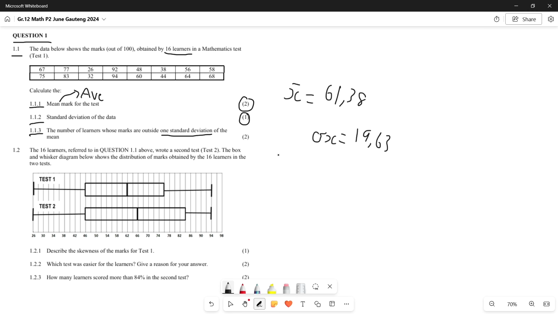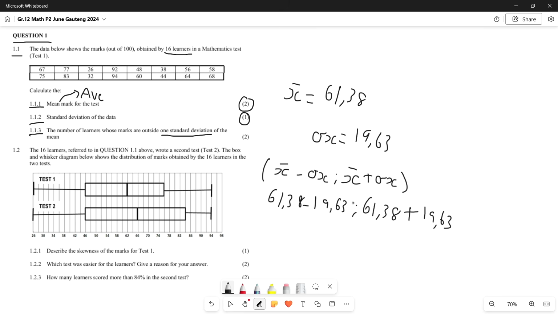So we take our mean minus our standard deviation for the lower boundary, and then we add the standard deviation to our mean. We can rewrite the values of both, and then solve for them in our calculator. So we've subtracted our standard deviation from our mean and added it to our mean, so that we now have a range with a lower boundary and an upper boundary. What this means is that when we reference the question again, it says the number of learners whose marks are outside one standard deviation of the mean.